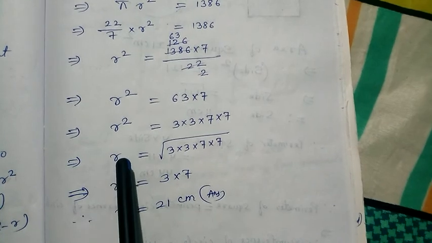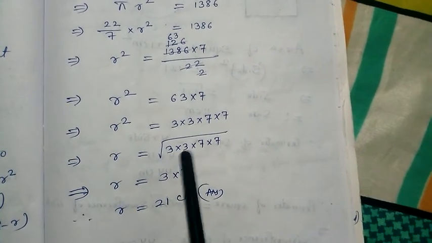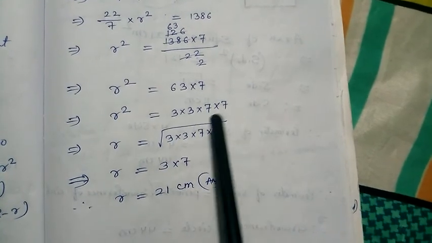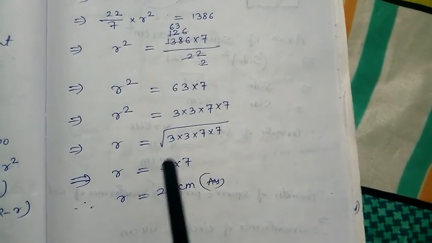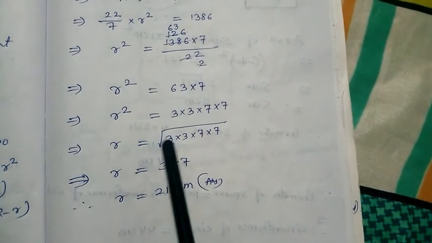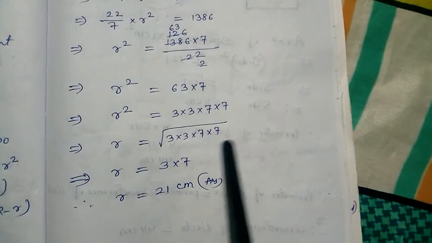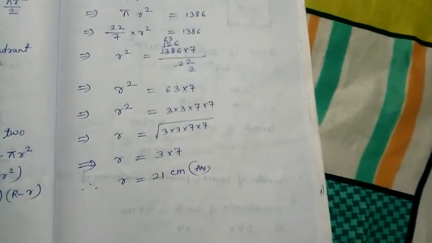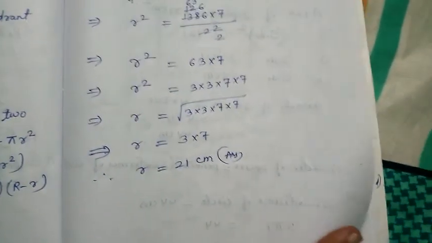Now r equal to root over 3 into 3 into 7 into 7. So from the root over number, out of two numbers, one number will come outside. So out of two threes, 1 3 will come out, and out of two sevens, 1 7 will come out. So r will be 3 sevens are 21 centimeter. So according to the question, find the radius. So radius is 21 centimeter.